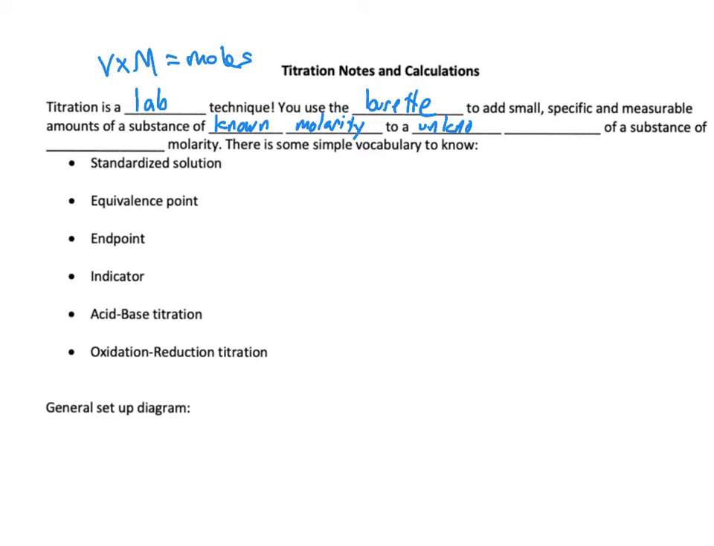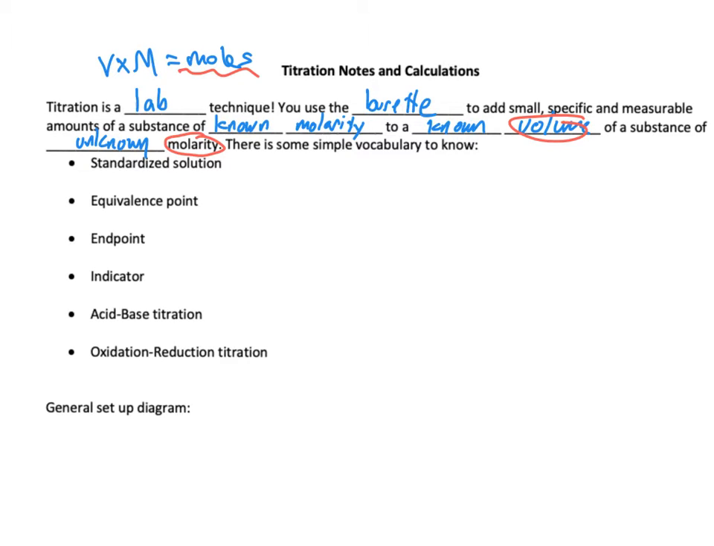And most of the time, we're going to add it to a known volume of a different substance, and that different substance has an unknown molarity. So I'm going to end up knowing a volume, and I'm going to end up knowing moles through a calculation, and through volume and moles, I'm going to be able to calculate the molarity of some sort of unknown substance. And this is the heart of titration: it's basically a way to do stoichiometry in a lab.